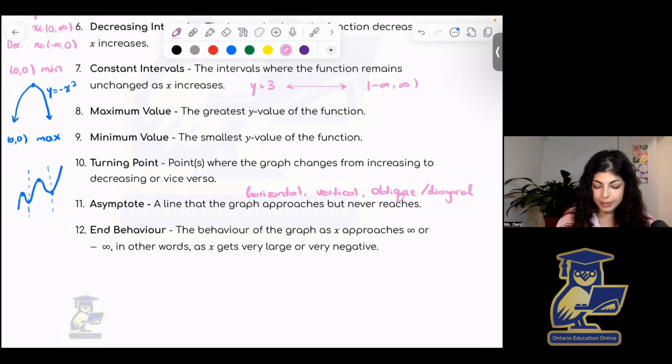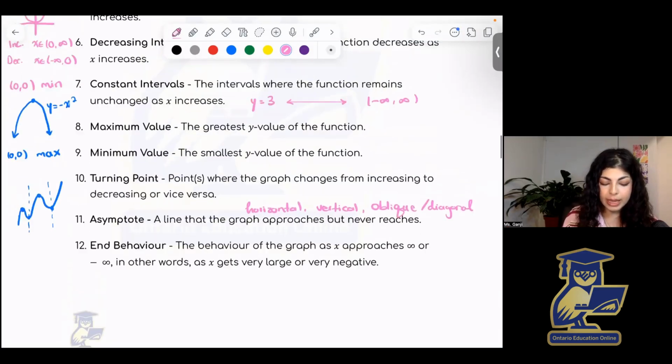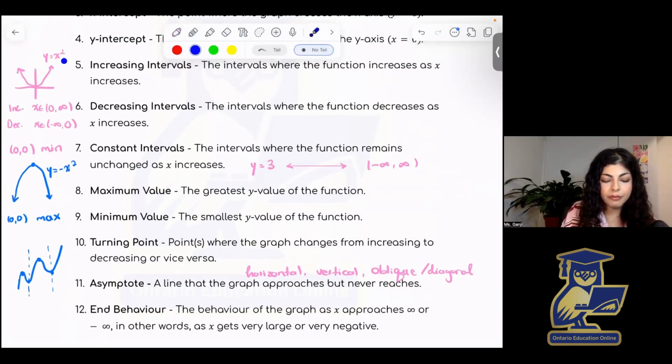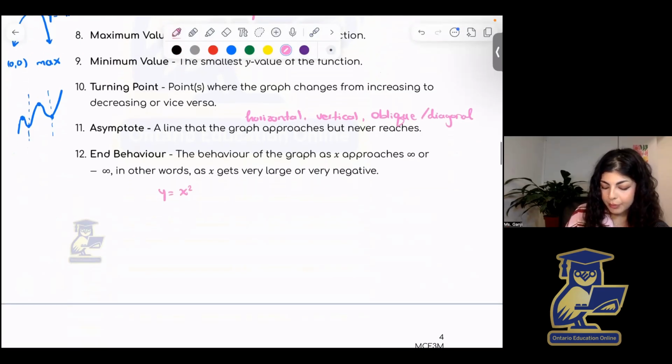And finally, we have end behaviors. So we want to know that as on the graph, as x approaches infinity or negative infinity, what is happening to the function. So for example, with our y equals x squared function, as x is growing towards infinity, then so is the function. However, with y equals negative x squared, as x is growing towards infinity, our function is actually going towards negative infinity. So for y equals x squared, I might write that as x approaches infinity, y approaches infinity, and as x approaches negative infinity, y approaches negative.